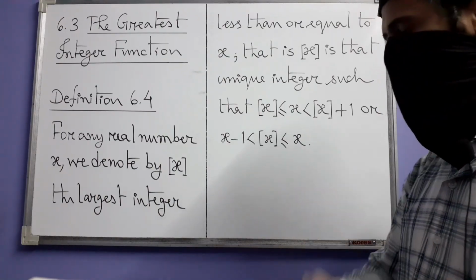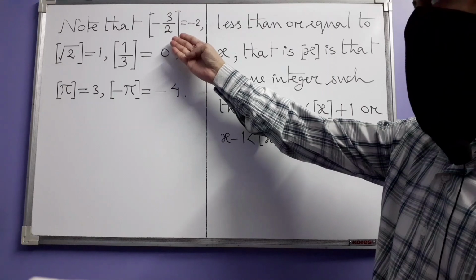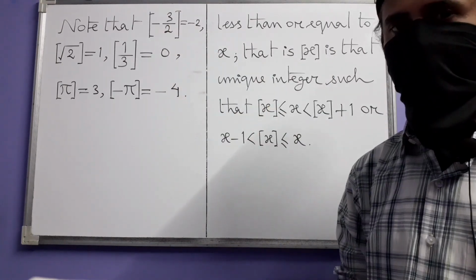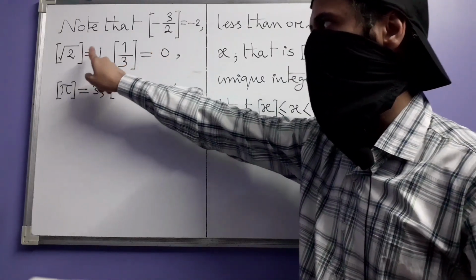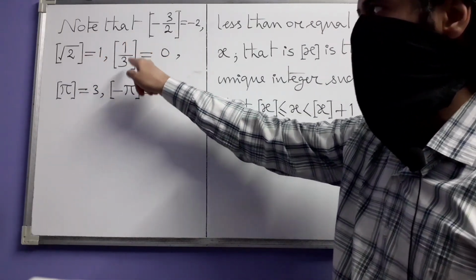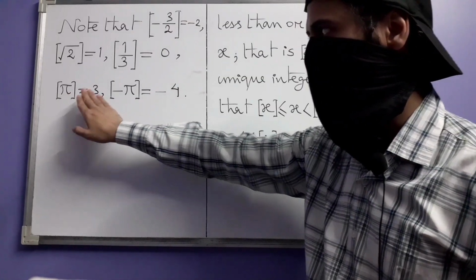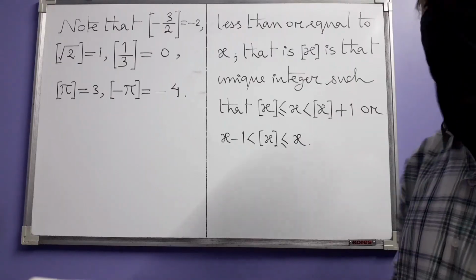Now let's see some examples. So let's see these values. The greatest integer value of minus 3 divided by 2 is minus 2. That of square root of 2 is 1. That of 1 divided by 3 is 0. The greatest integer value of pi is 3, and that of minus pi is minus 4.